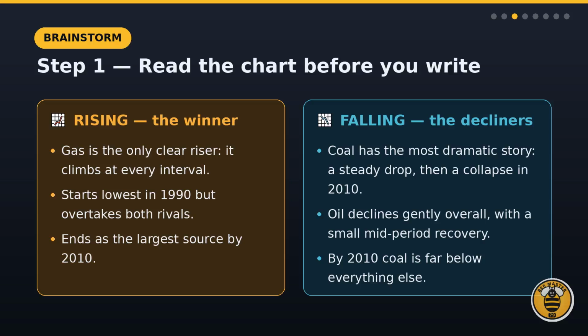Gas is the only clear riser. It climbs at every interval and ends as the largest source. Coal and oil both fall. Coal has the most dramatic story, a steady decline and then a collapse at the end. Oil drifts down gently. Grouping the data this way gives you a ready-made overview and 2 body paragraphs.